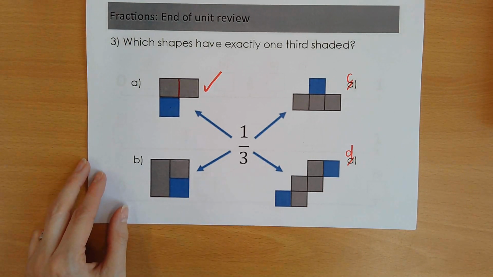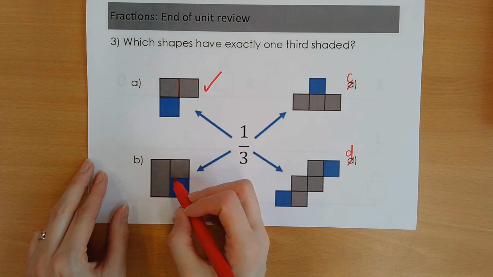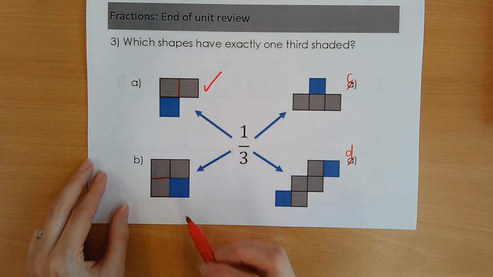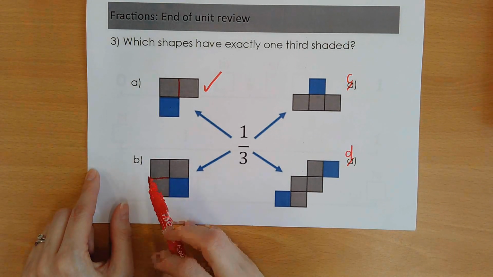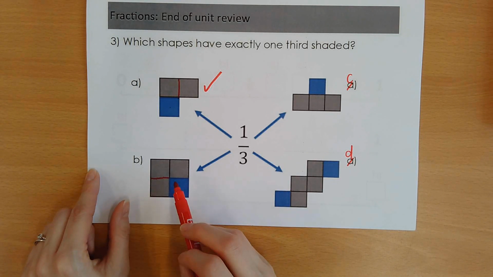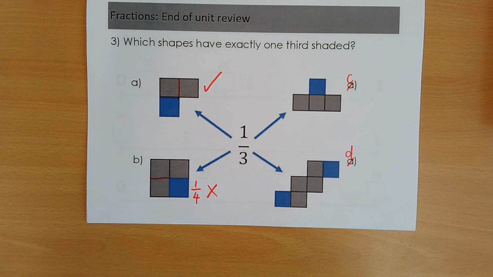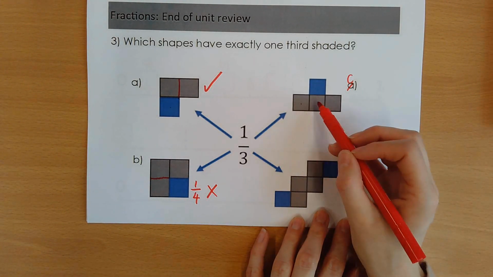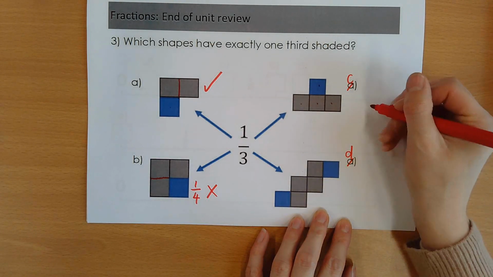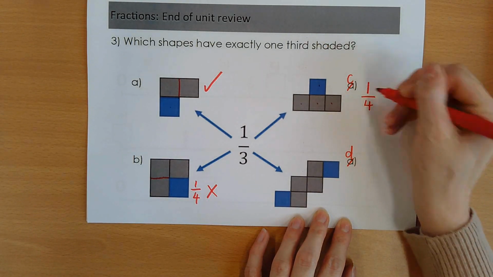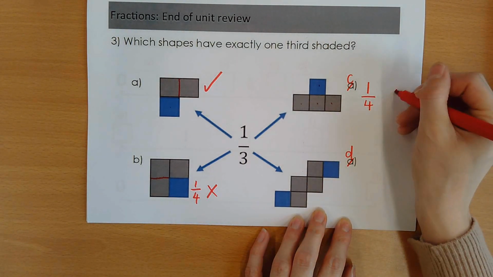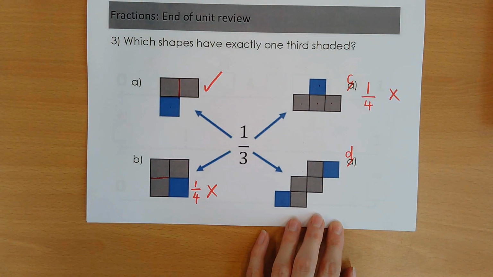If I look at the next one, again, I'm looking at the blue section. If I break it up into equal parts again, I now have 4 equal parts and one of them is shaded. So that one would be 1/4. So that is not 1/3. If I look at C, again, I have 1, 2, 3, 4 parts and one of them is shaded. So that's 1/4 again. So that one is not equal to 1/3.